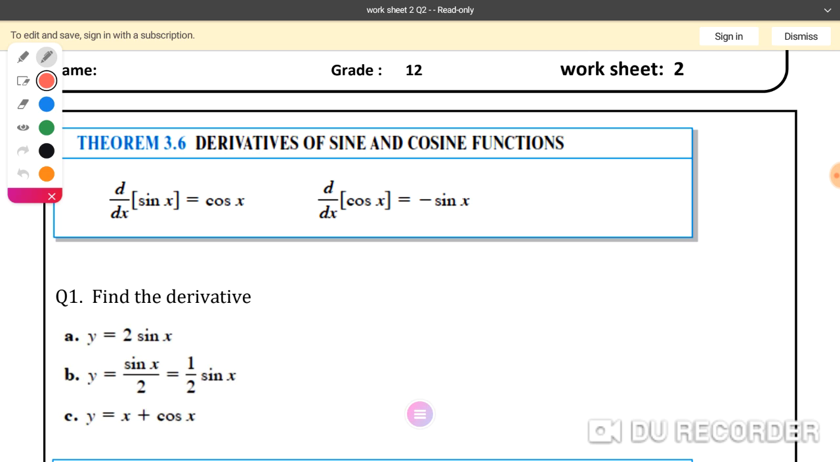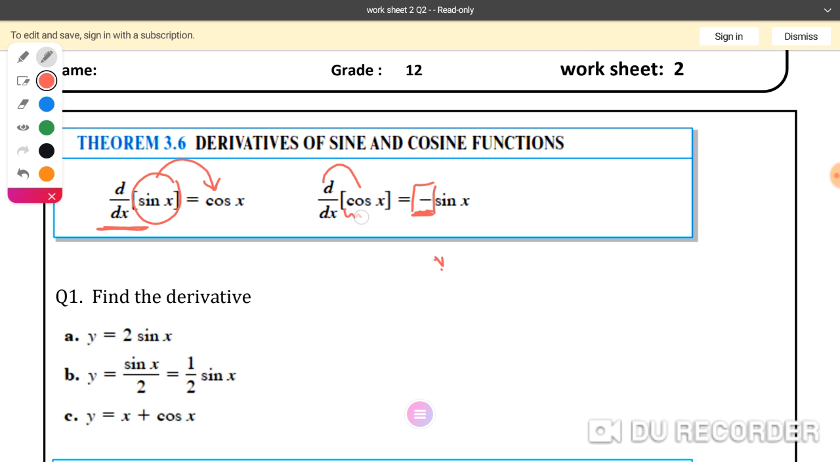Now let's begin our lesson, which is the derivative of sine and cosine functions. As you see, the derivative of a sine function will be the cosine function. The derivative of the cosine function will be negative sine x.